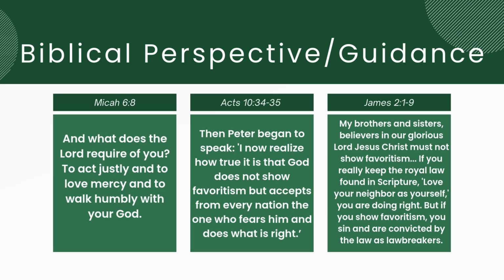Acts 10:34 to 35 reminds us that God does not show favoritism, but accepts from every nation the one who fears him, right? So God is impartial and we need to be impartial as well. And James 2:1 through 9, once again, speaks against favoritism, reminding us that if we do have favoritism, if we do have bias, we sin and are convicted by the law as lawbreakers.